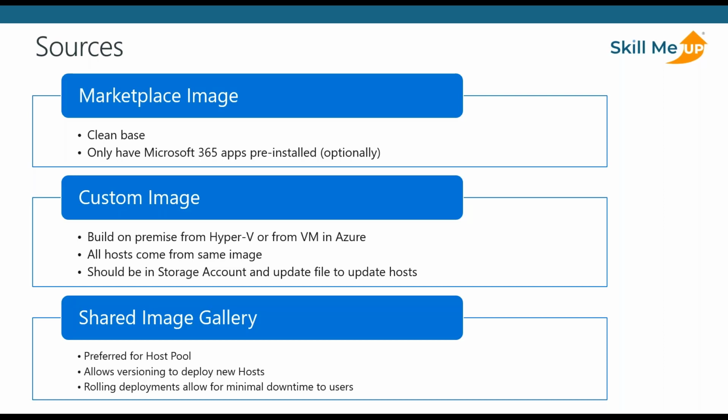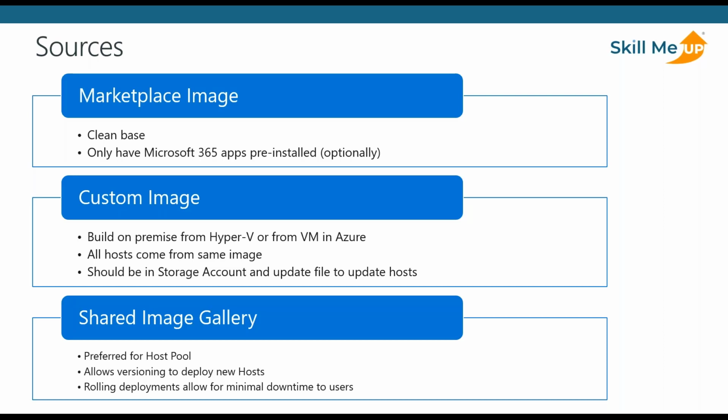Custom images are basically you've just built out an image. You either from your on-premise Hyper-V or up in Azure, built a VM and built an image and you just stick it out there. And if you put it into the storage account, you can update that file, that blob that's in that storage account, and every time you do a deployment, it's going to go out and pull that blob. And that's one way that you can get those updates.